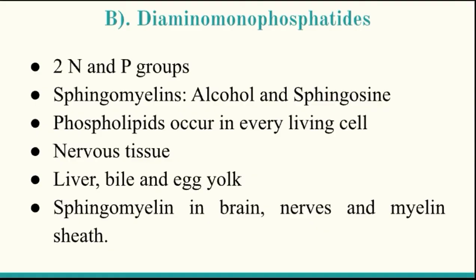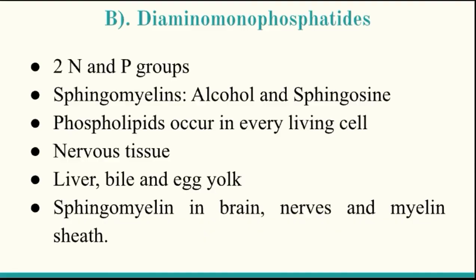In the diamino monophosphatides, it contains two nitrogen and one phosphate group in their composition. In that, sphingomyelins are made up of long chain alcohol sphingosine. Sphingomyelin is one particular example of diamino monophosphatides.